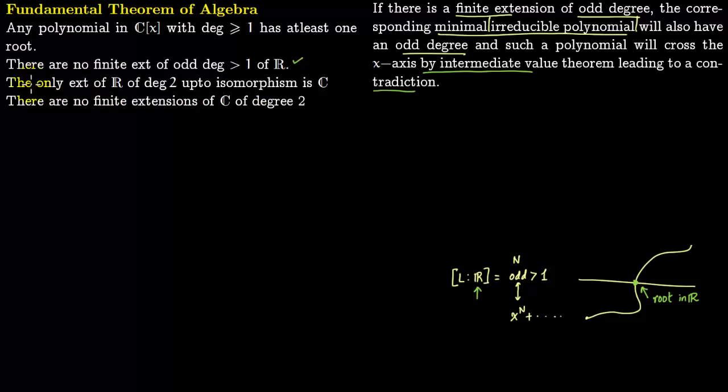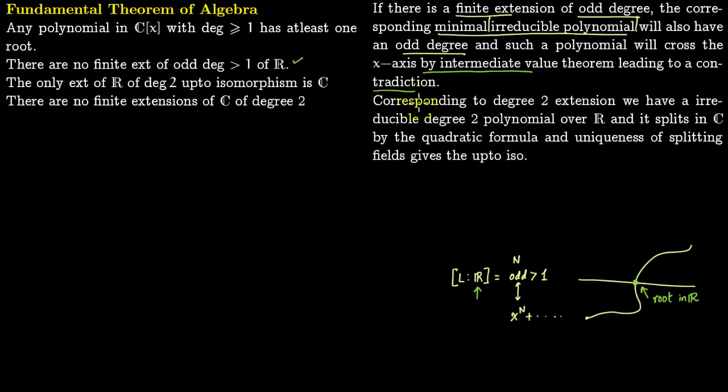The second fact we have to keep in mind is that the only extension of R of degree 2, up to isomorphism, is the complex numbers. If you have a degree 2 extension of R, it is precisely the complex numbers. Corresponding to a degree 2 extension, you have an irreducible polynomial of degree 2 over R. This polynomial completely splits in C by the quadratic formula. Any polynomial of degree 2, you use the quadratic formula, and it will split in C.